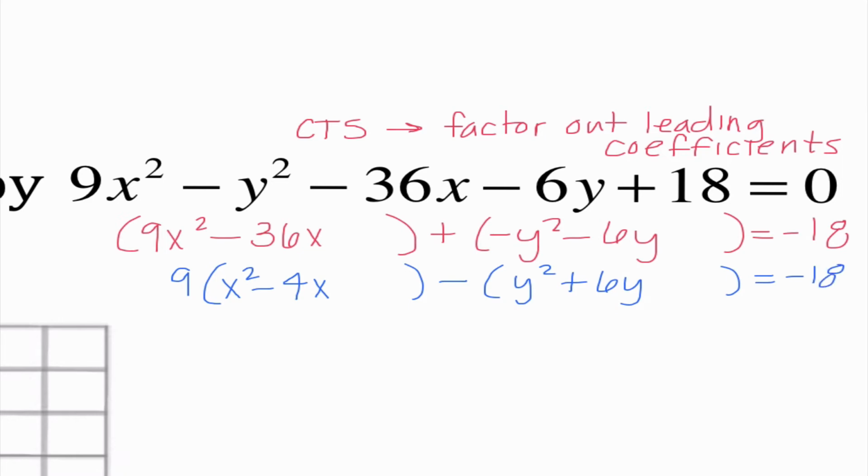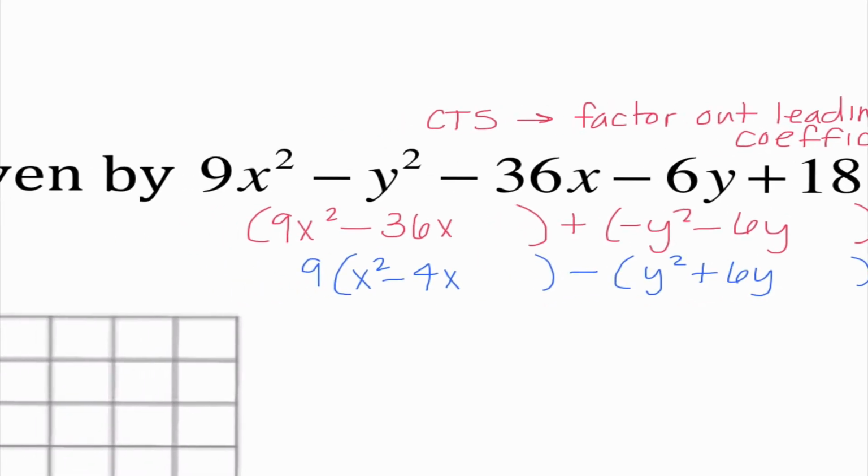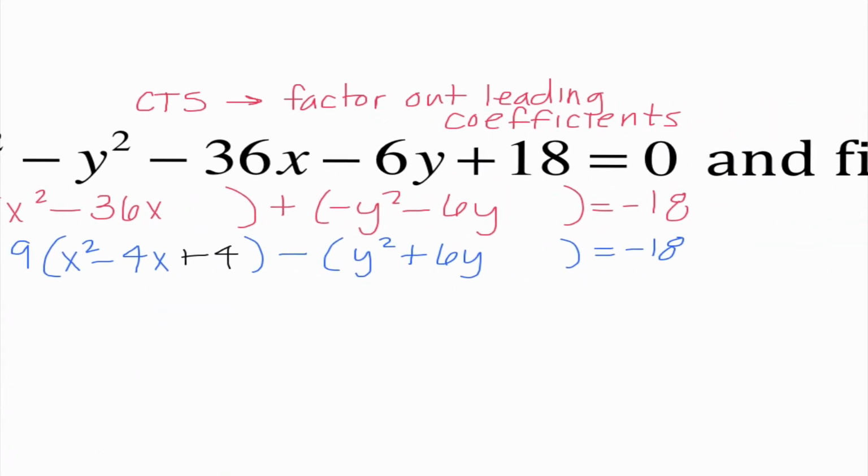At this point, we can figure out what to add here to create a perfect square trinomial. So I'm going to take negative 4, divide it by 2, and square it. So I get 4. Now to balance this on the other side, I need to remember it's like 9 times 4, which is 36.